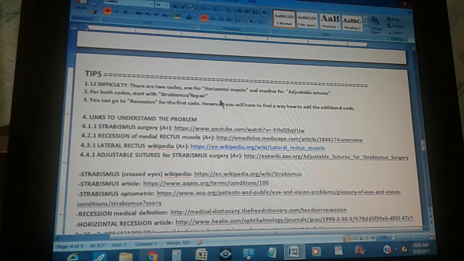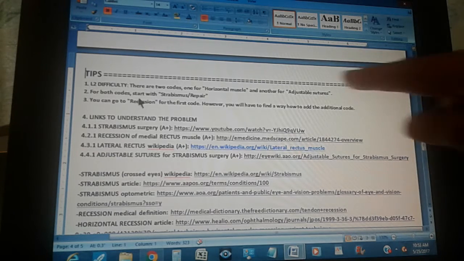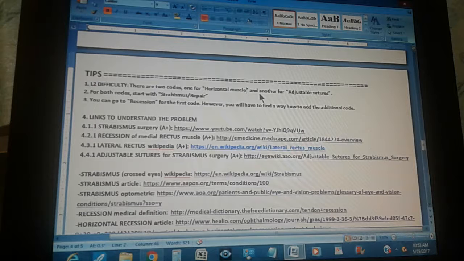Probably you gotta put recession there. Horizontal muscle recession. Can you add recession here? Horizontal here. Muscle recession. Right? And the other one is for adjustable sutures. Okay. For both codes, you start with strabismus and repair. The first step is strabismus. You go to the S and you find strabismus, and then you find repair, right? And then the third tip is? You could go to recession for the first code. However, you will have to find another way to add the additional code. The additional code, right? Because there are 2 procedures.